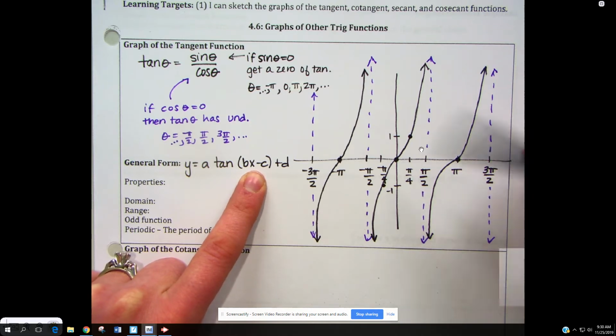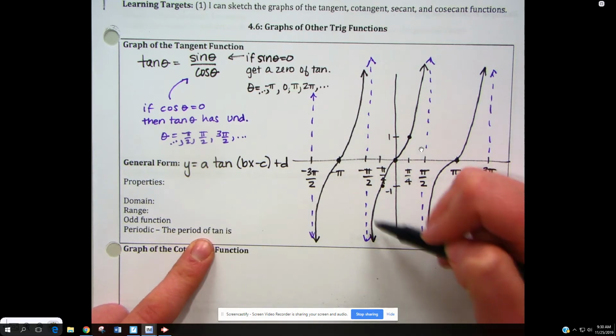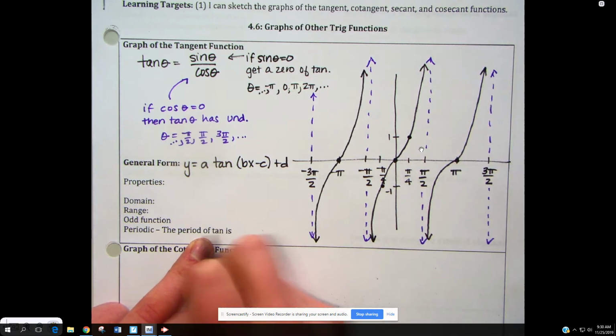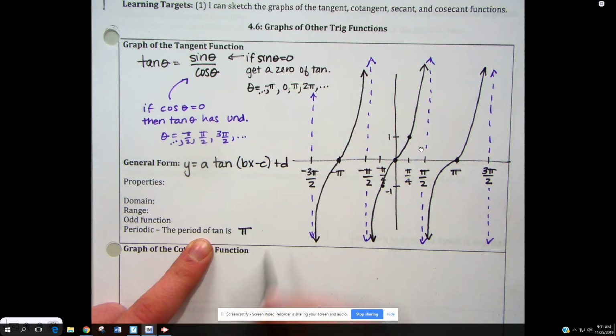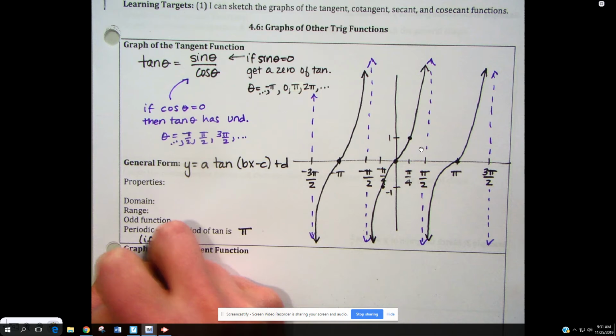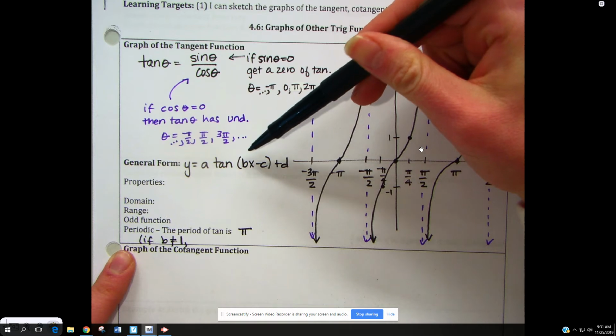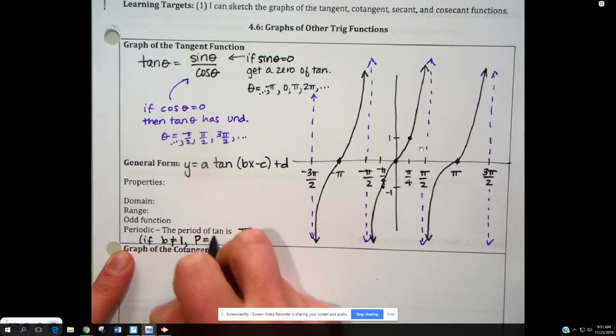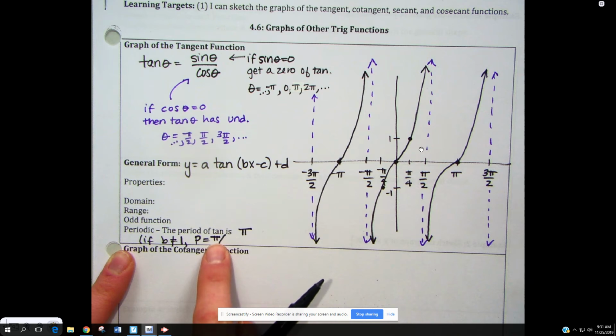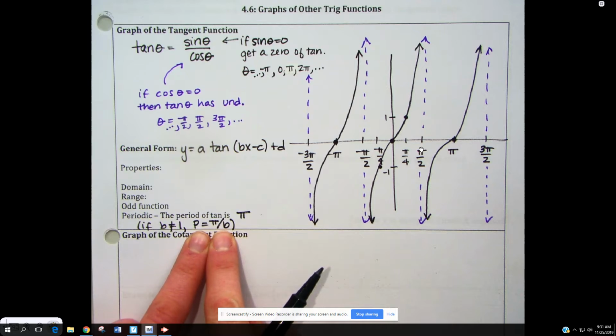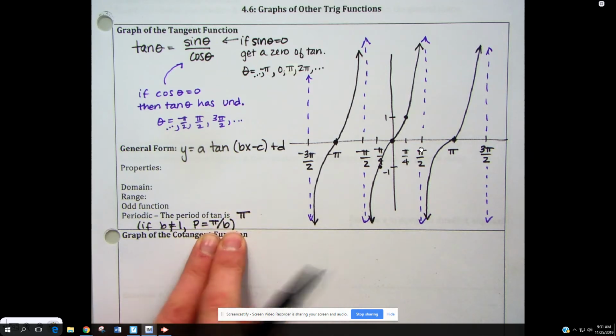Here for a tangent function, we should notice that they repeat every pi units. So the period of the tangent function is pi. And that is for the parent function. If b does not equal 1, if there is a horizontal stretch or shrink, then the period is equal to pi, the period for the parent function, divided by b. Note, this is a little different from sine and cosine, but if you remember it as the parent function's period divided by b, then it really is the same formula. It's just that the tangent function already has a shorter period.